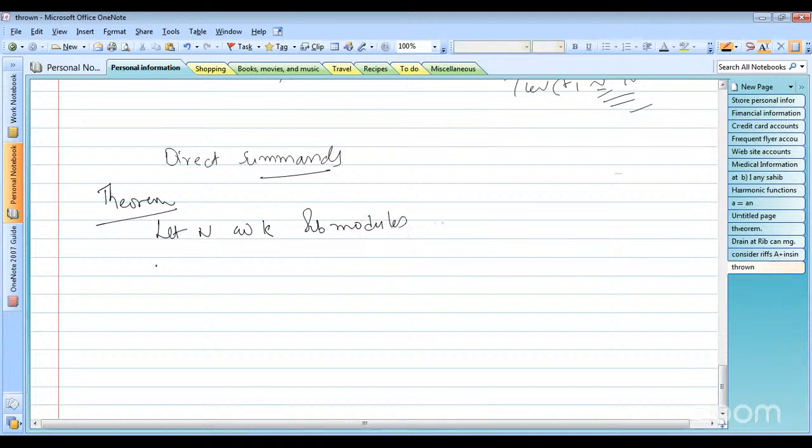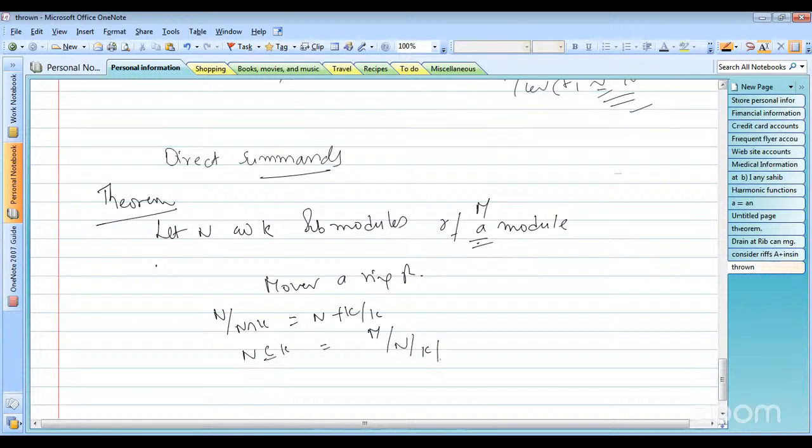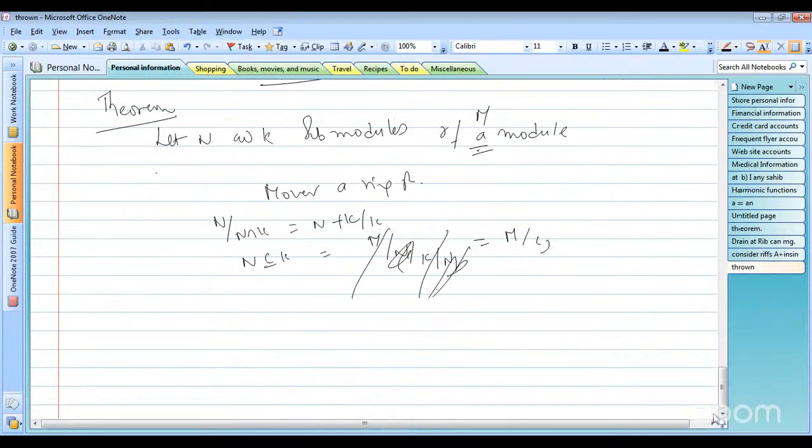Let n and k be submodules of a module m over a ring R. Then the following hold: n by n intersection k is equal to n plus k by k. If n is a subset of or equal to k, then m by n by k by n is equal to m by k. Both the n's are cancelled here. So therefore m by k. You have to prove these two.